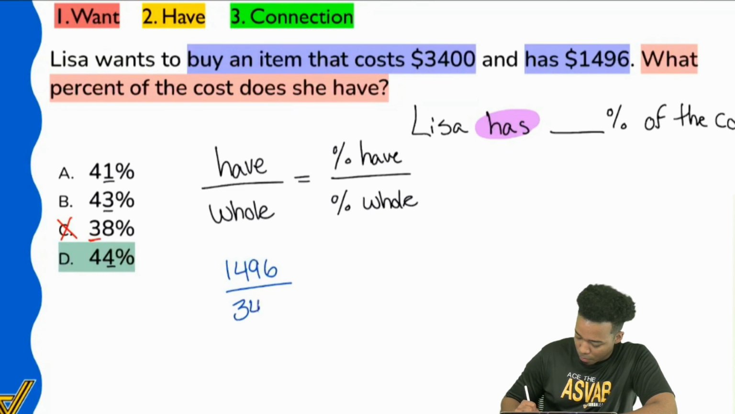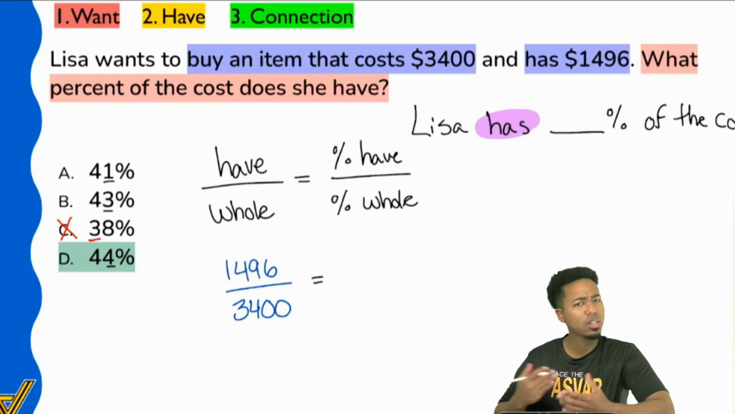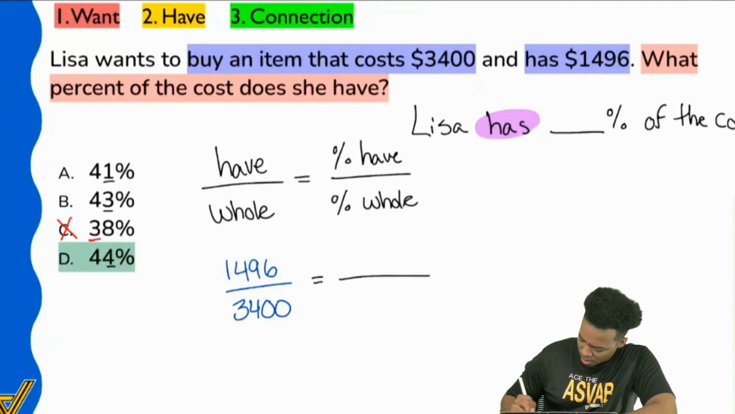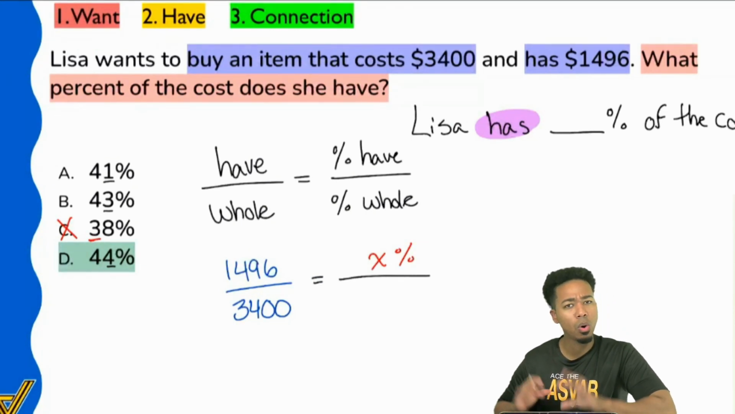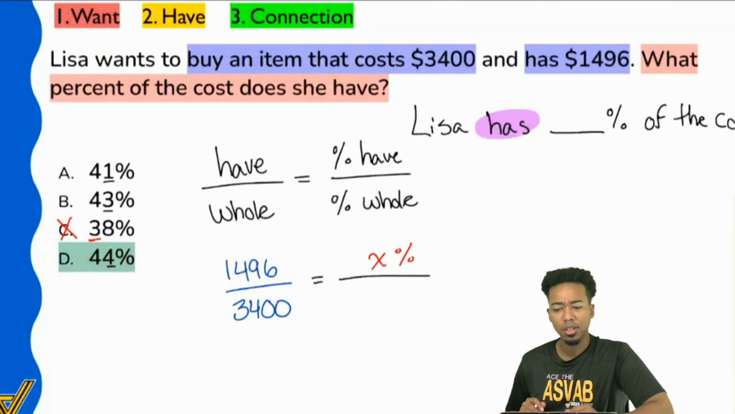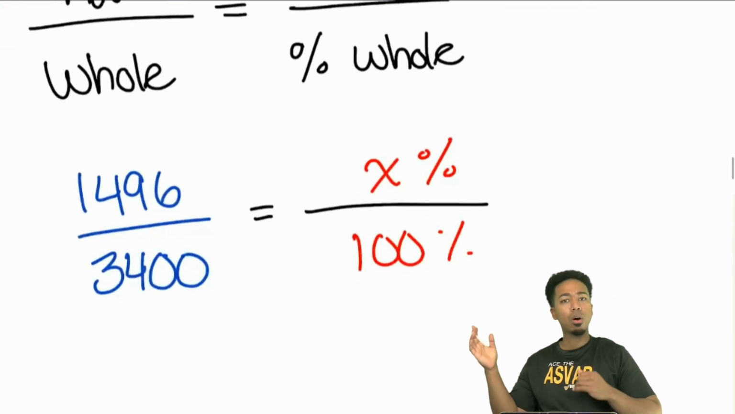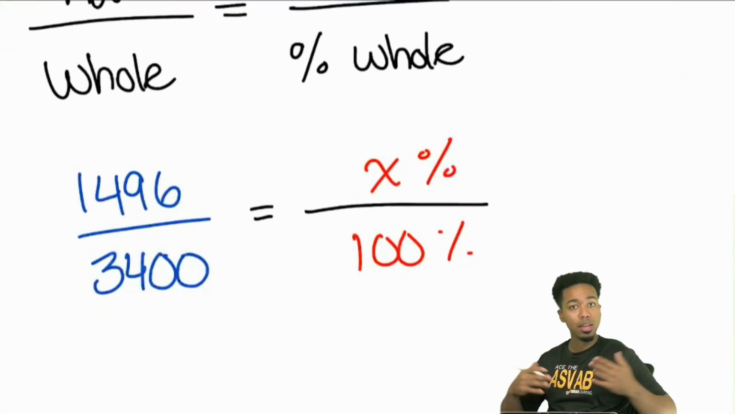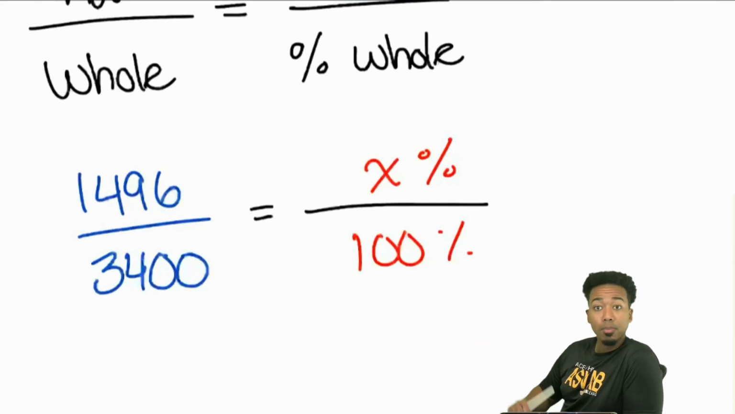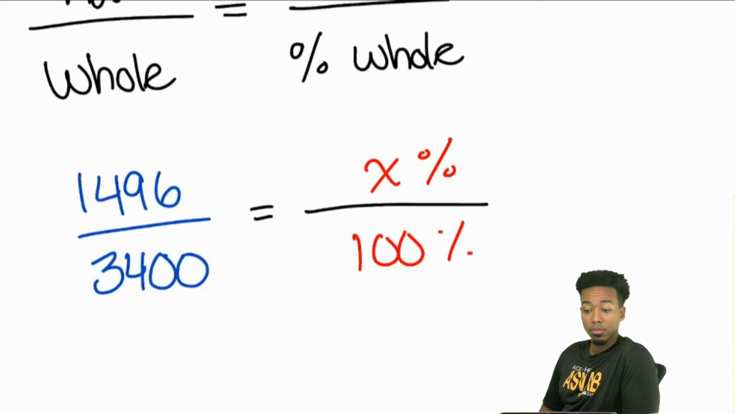1,496 over 3,400. And from there on the right side, everybody, we're looking for that percent, right? So I'll just go ahead and mark it as X percent. But what percent represents the whole thing again? Yeah, 100% represents the whole thing. So I'll go ahead and write 100%. Everyone, if you are adapted to proportions, if you've done my unit on proportions already, are we comparing the same things in the same way here? We are. We absolutely are.